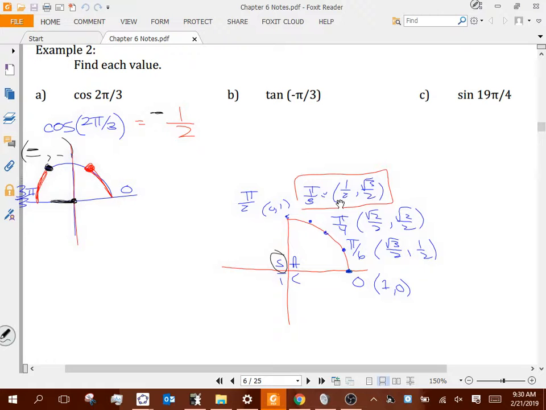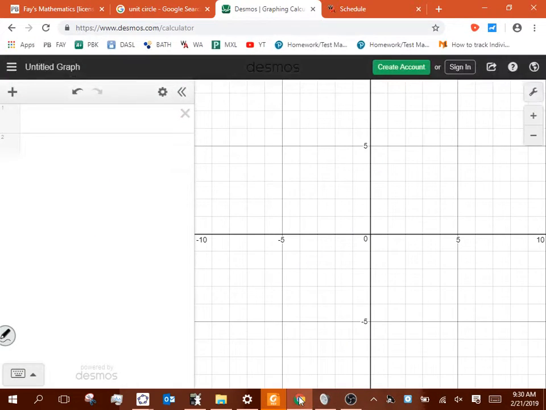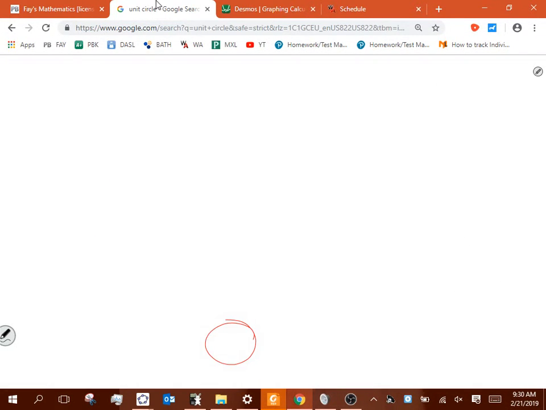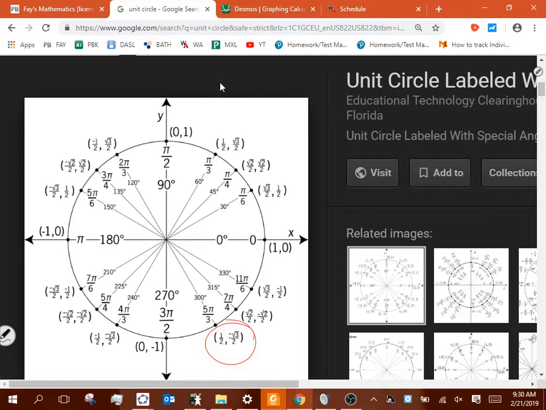Now, eventually that should be something we incorporate into our work very, very quickly and efficiently. You could be a person that does this: here's my unit circle, I'm going to go find 2 pi over 3. Okay, it's right there. They said cosine, it's the x value. And I get my negative 1/2. Does that make sense? Okay.